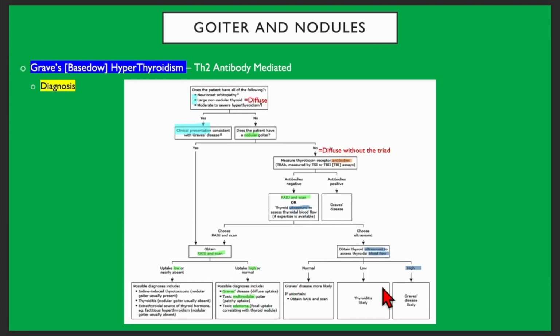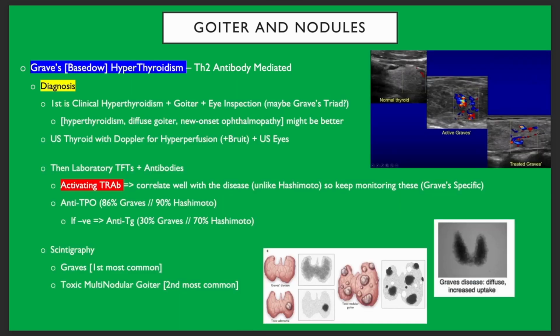Now, this is the scheme, the clinical scheme, of how to diagnose the different Graves' disease or thyroid problems. So you start with the new triad we said, new onset ophthalmopathy, diffuse goiter, and hyperthyroidism. If this triad exists, then it's a clinical diagnosis. You're done. You have a Graves' disease diagnosis. But if you don't have this triad, then you ask yourself, is it nodular or is it diffuse? If it's nodular, then you do the scintigraphy, and you can differentiate the Graves, multinodular, and adenoma. So it's what we said here. If it's nodular, you go to scintigraphy.